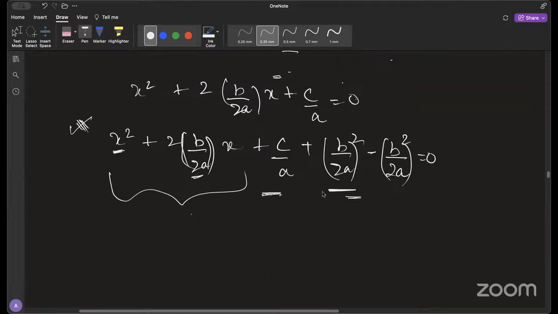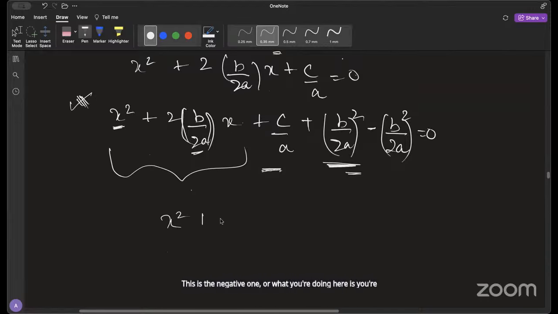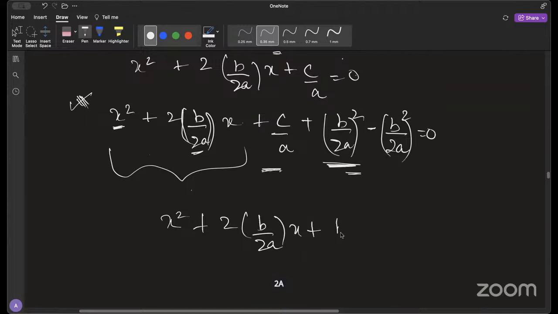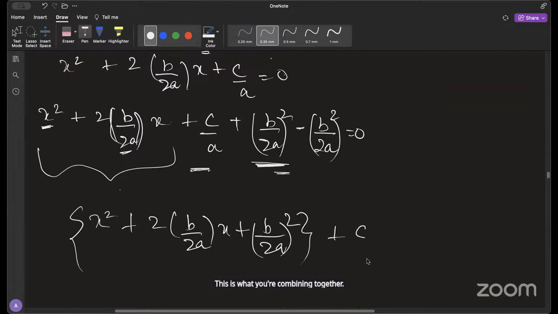Do you see that this is a square of something? These plus two b by terms 2 and this term. So it's x plus... and how do you decide which one to take? What you're doing here is you're taking this thing, x squared plus b by 2a x plus b by 2a whole squared. This is what you're combining together, and these two you're not considering.